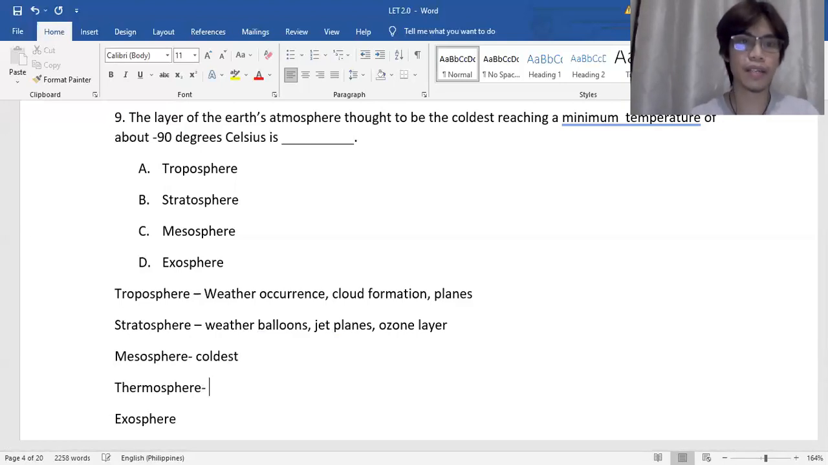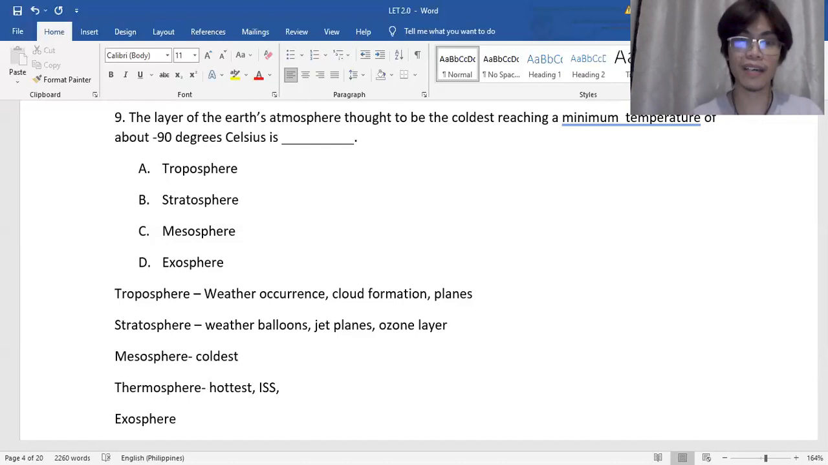And thermosphere, maybe if we have the coldest, we also have the hottest layer. And just another clue for thermosphere, aside from being the hottest, we also have there the International Space Station, or the ISS.